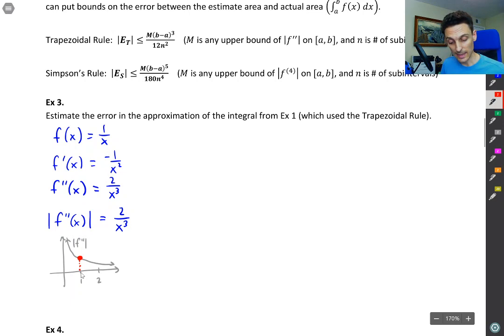So what we can do is just take x equals 1, plug it into the absolute value of the second derivative, and we get 2 over 1 cubed, which is 2. So 2 is the biggest possible value of the absolute value of the second derivative of our function on the interval from x equals 1 to x equals 2. And so that is m. That's what m represents. It's the biggest possible value.